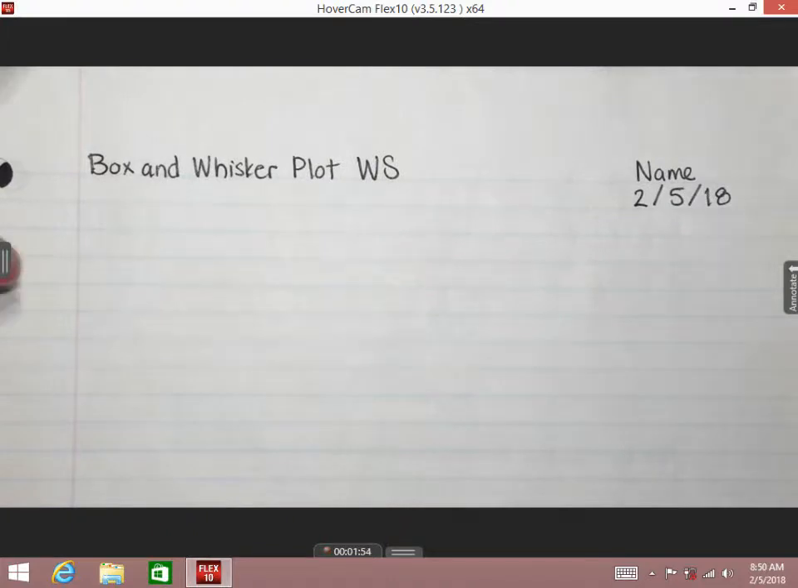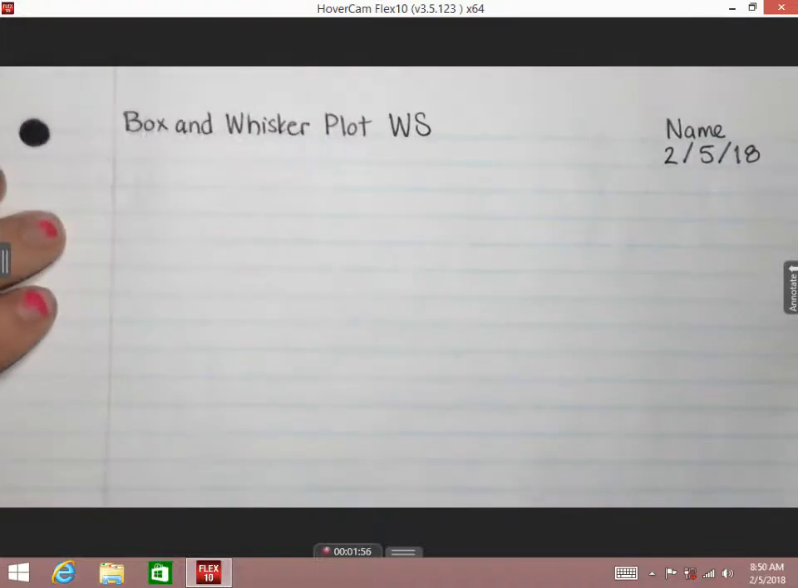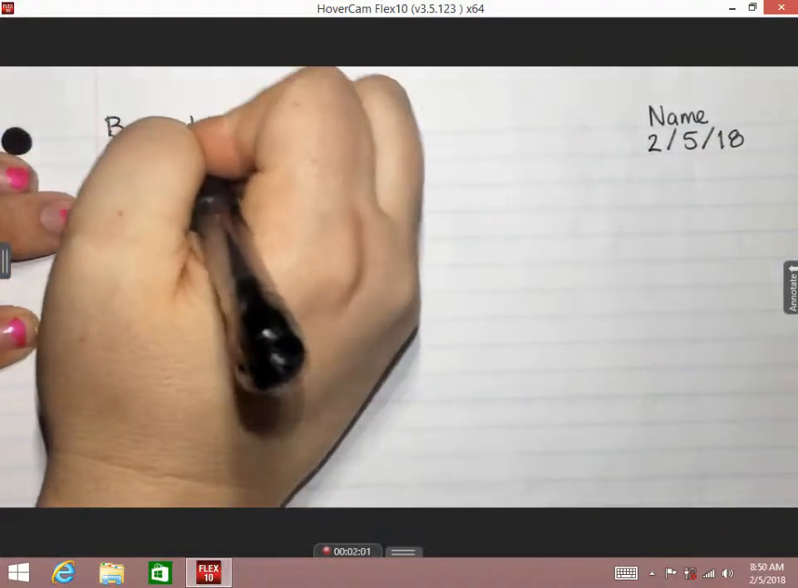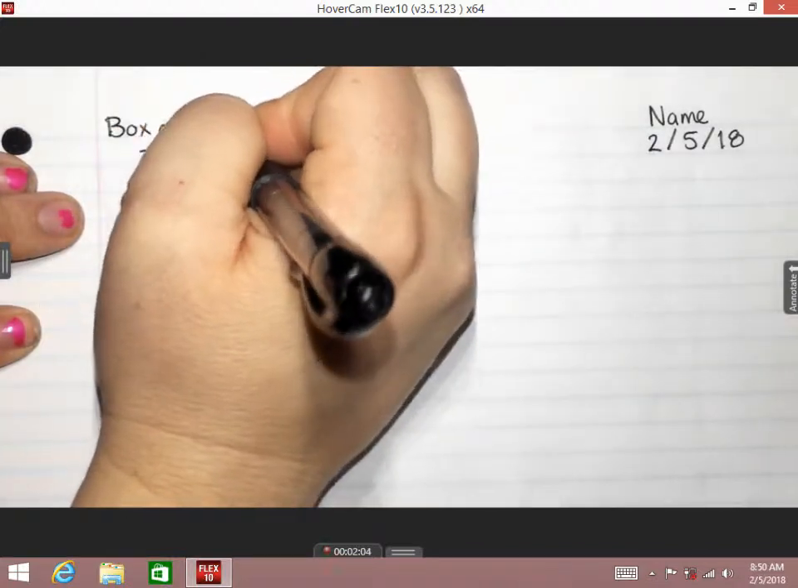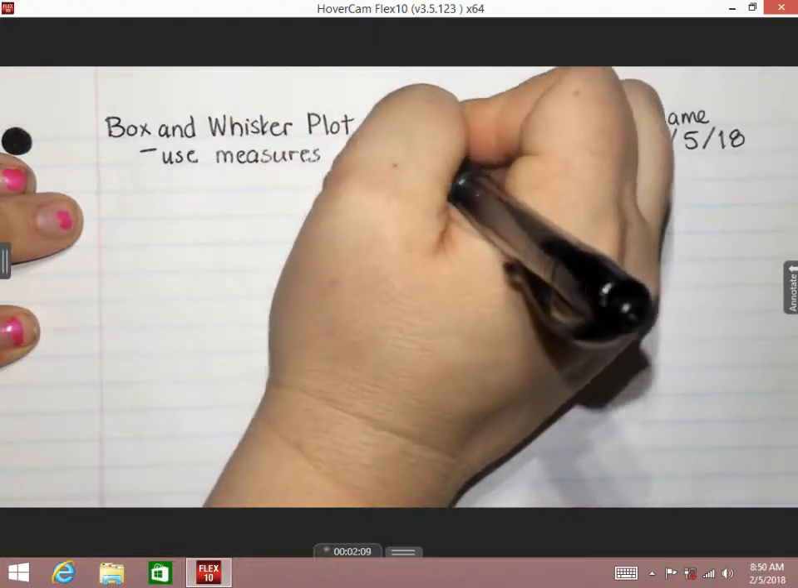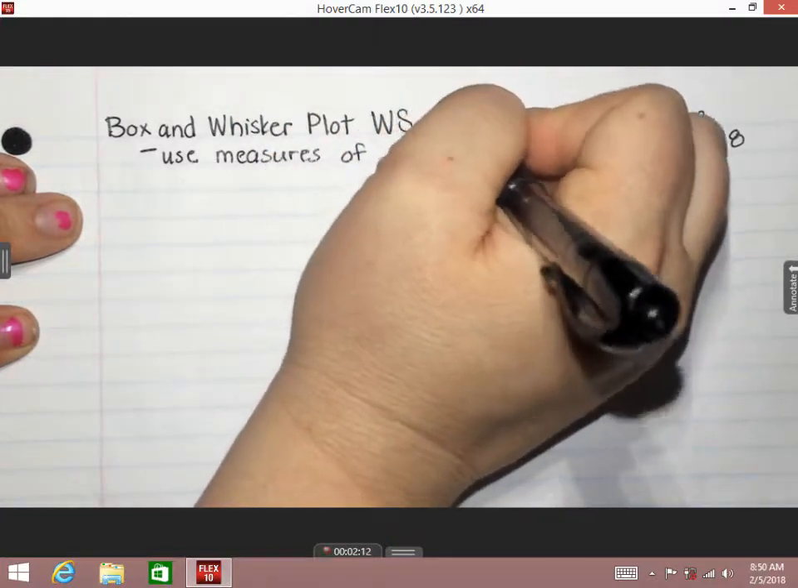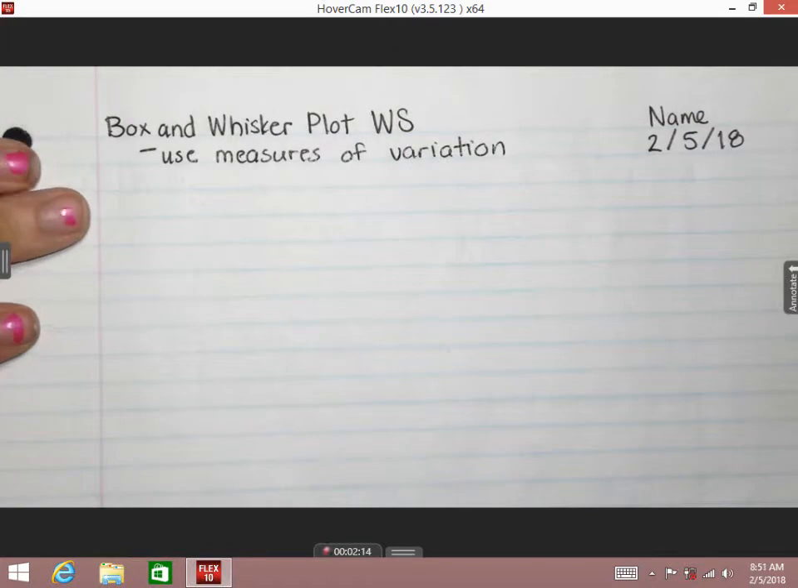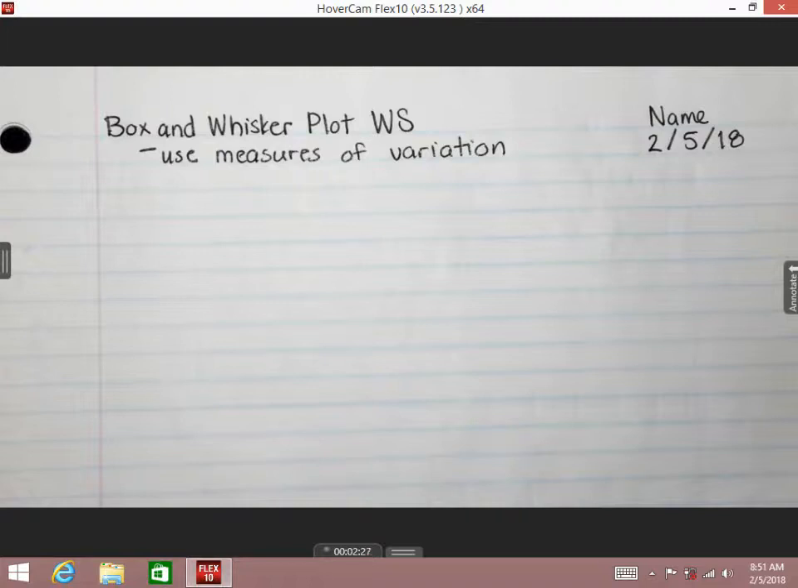Measures of variation. So when we're doing these box and whisker plots, we're going to be using measures of variation. Measures of variation, which again is what helps us figure out how far apart things are. Like the inner quartile range. In order to find the inner quartile range, what do we have to know? The lower quartile and the upper quartile.